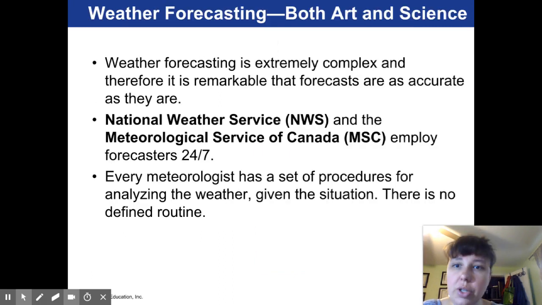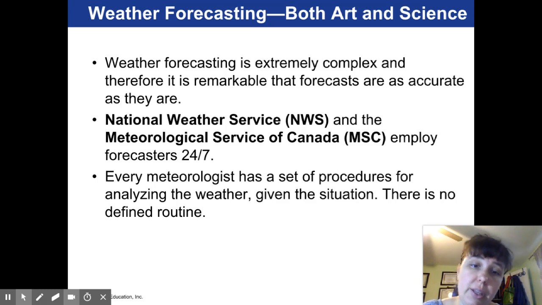so that you can see and do more in the future. So really quickly, the two abbreviations that you're going to need is National Weather Service, which is NWS, and Meteorological Service of Canada, which is MSC. And both of these organizations employ meteorologists 24/7. So it's constant. There's constantly somebody on the monitors analyzing data.